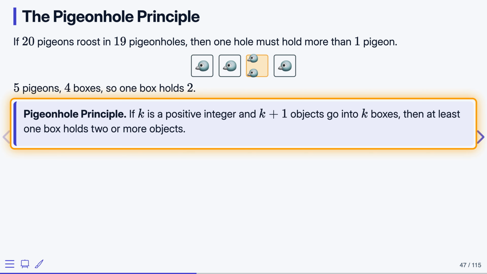This is the rule in general. Let k be a positive whole number. Place k plus 1 objects into k boxes. Then at least one box holds 2 or more objects. It sounds too simple to be useful. It is one of the sharpest tools in this chapter.